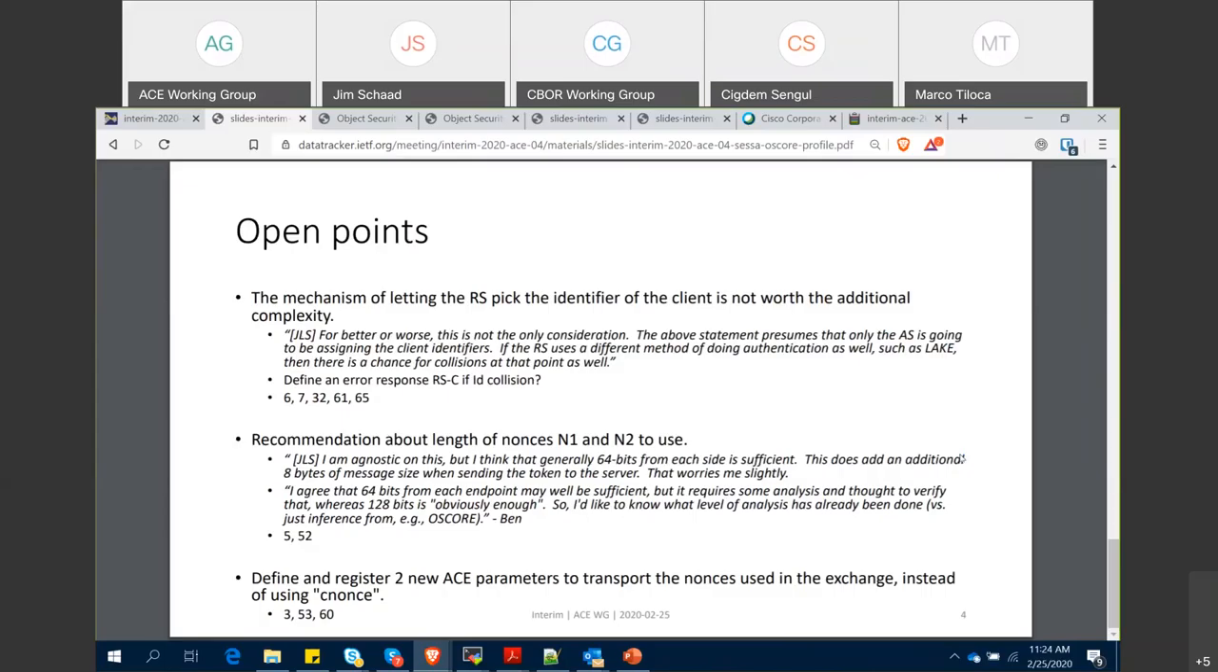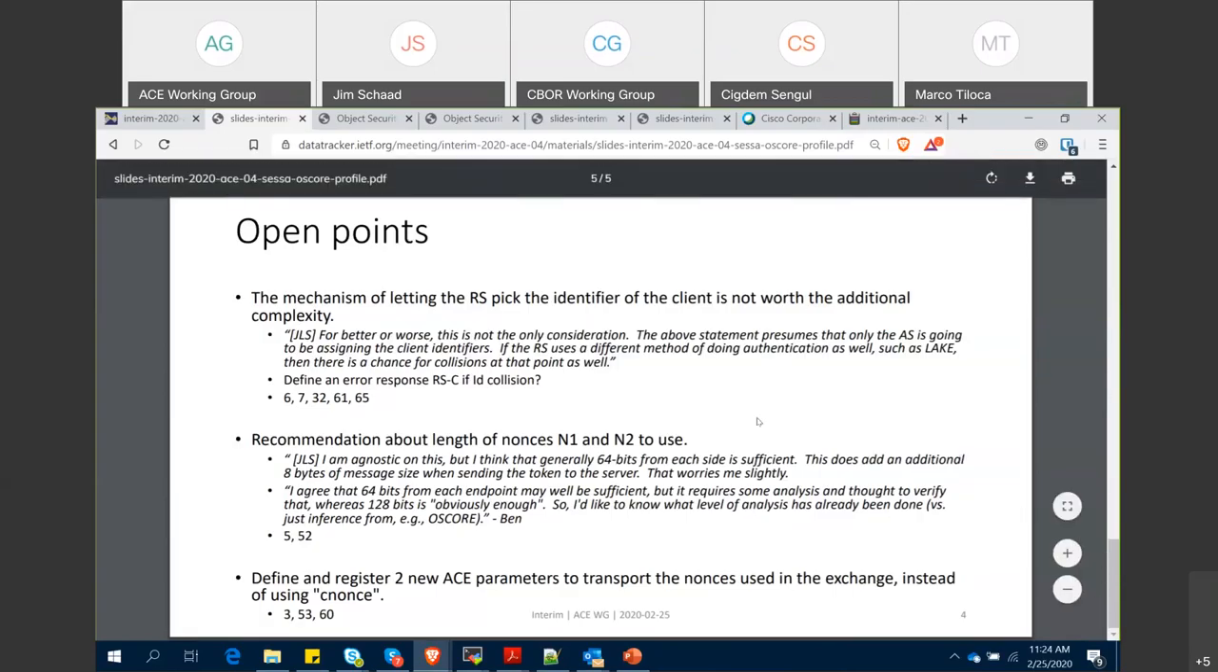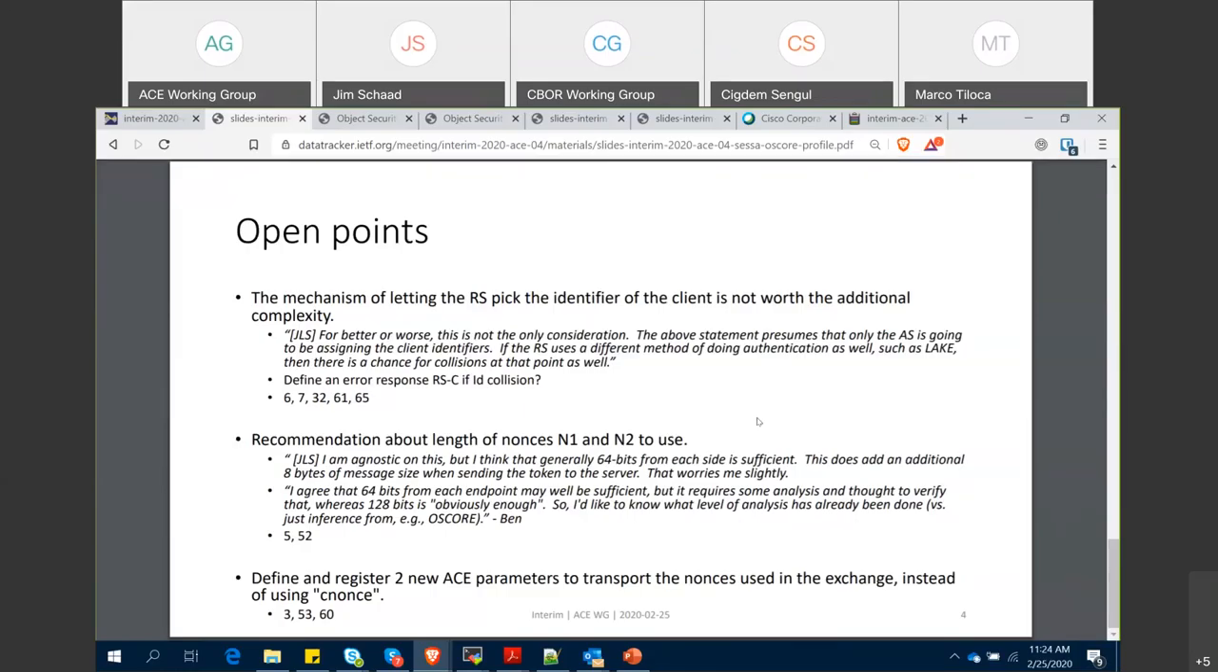Well, the analysis that needs to be looked at has to cover two things. One is how often is the key in an ACE token going to be reused, in terms of re-registered? And what sort of randomness is expected from both the client and the server to make sure you don't generate the same key twice? That's the analysis he's looking for. Yeah, but how many times is this going to happen? That's very much deployment dependent.